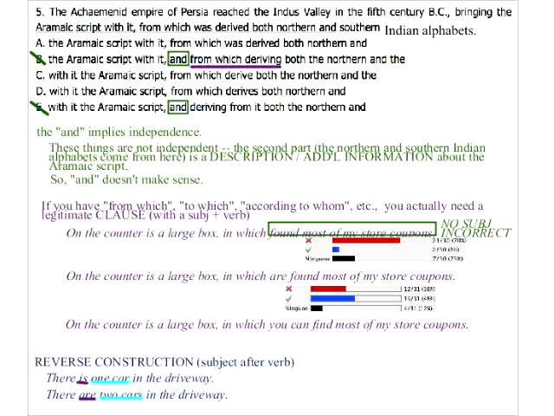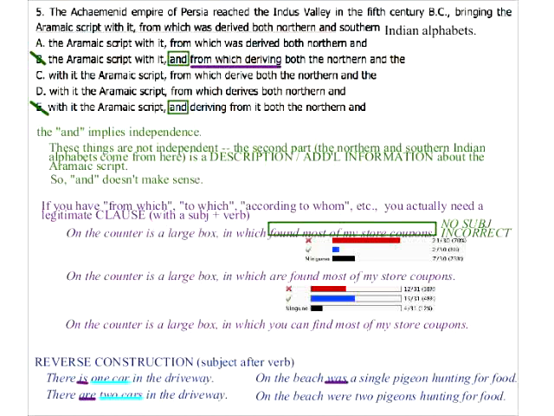So if you say, on the beach was a single pigeon hunting for food, versus on the beach were two pigeons hunting for food. These are both correct as well, because on the beach is not a subject. It's a modifier, a prepositional phrase. Those things can't be subjects. So here's a verb. Here's a verb. The subjects are not on the beach. So the subjects are this: single pigeon, two pigeons. So that's the construction that is going on here.